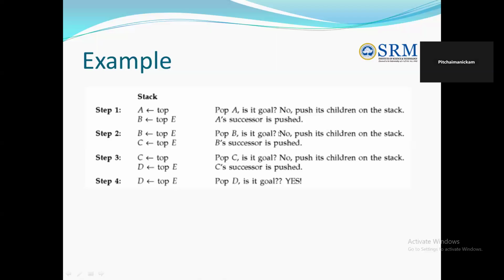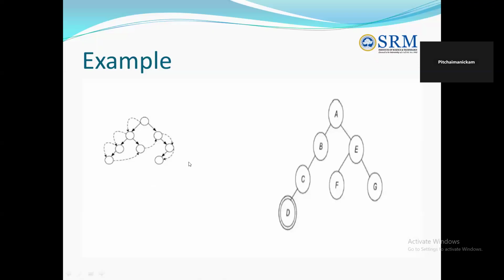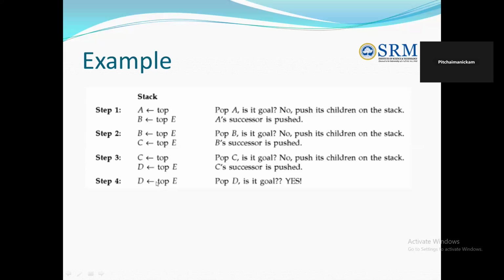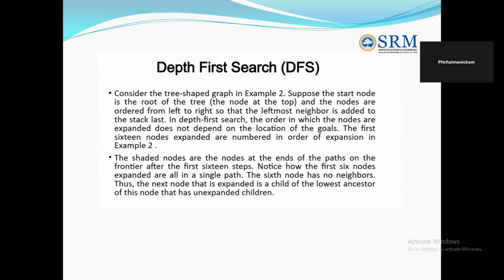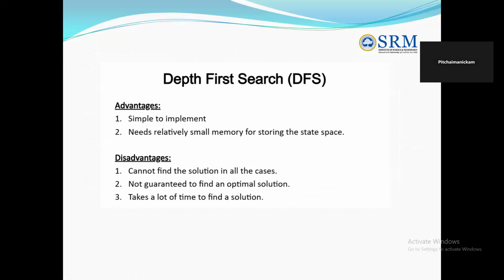So again we need to push the children of B. So C is there. Is C the goal node? No. Again, what is the successor of the C node? It is D only. So again, we just push it on the stack. We need to find out whether it reaches the goal. Yes, we reach the goal. We can stop here. So this is the way we are able to find the solution for the depth first search. This is one of the best simple examples. You just note it down, and this is the explanation of the depth first search.